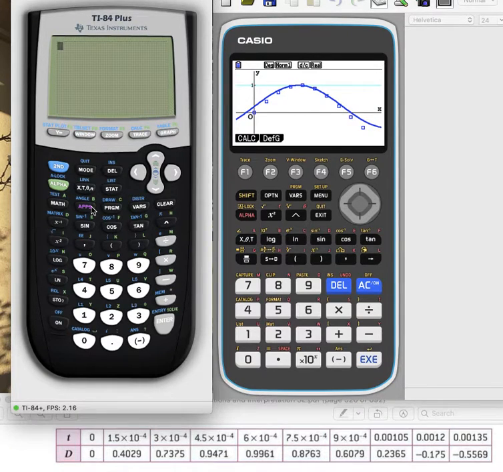On the TI, stat again, edit, put your data in there, go to y equals, put your equation in here, so 0.7765, what's the rest of this? Sine 16.4x plus 0.22196. There we go. Enter that.